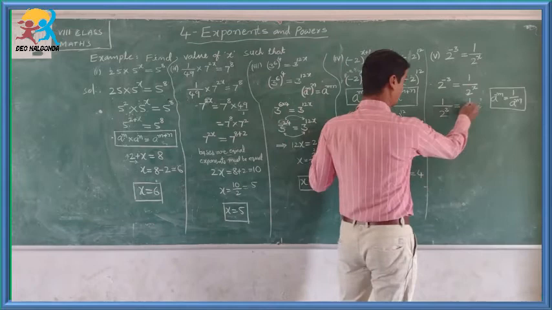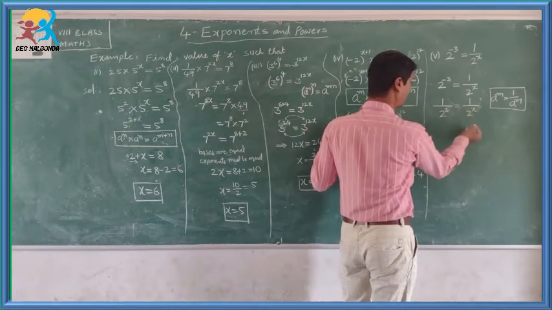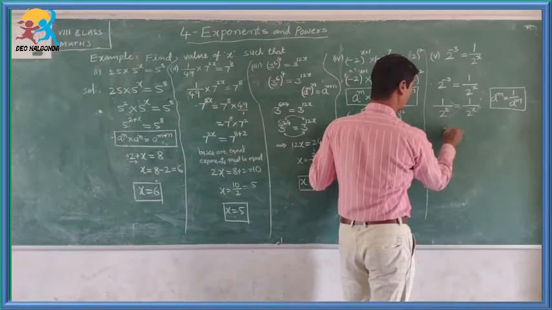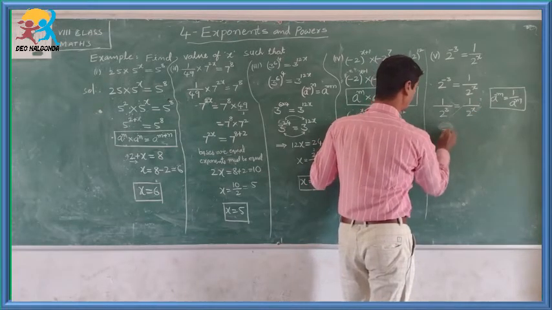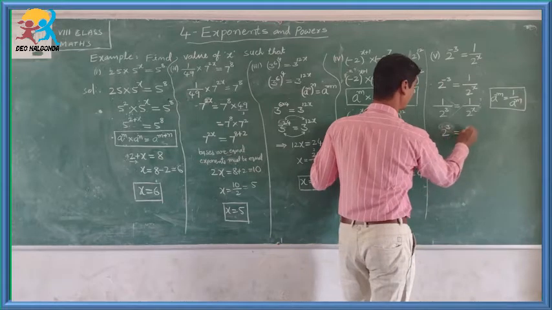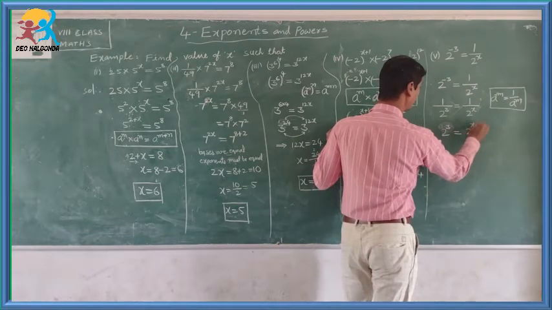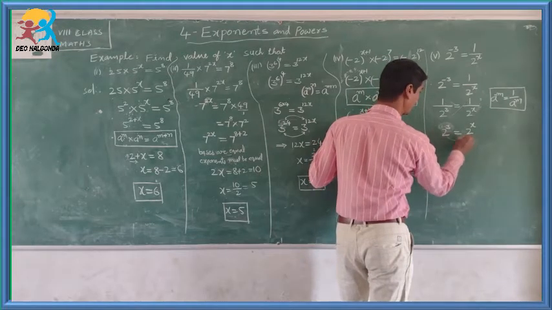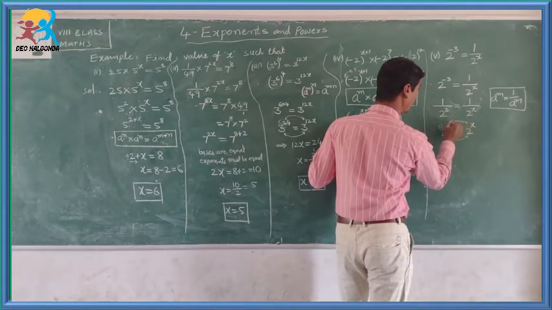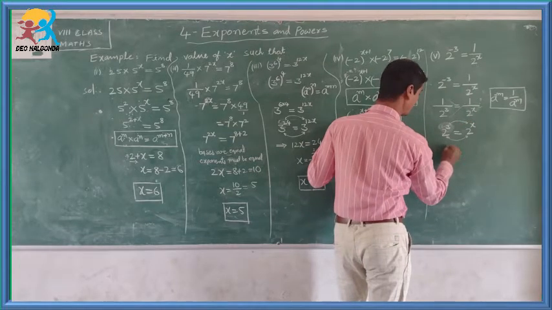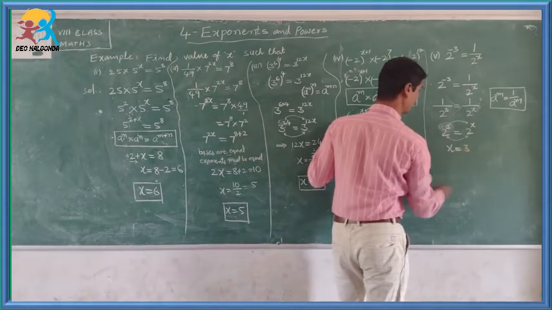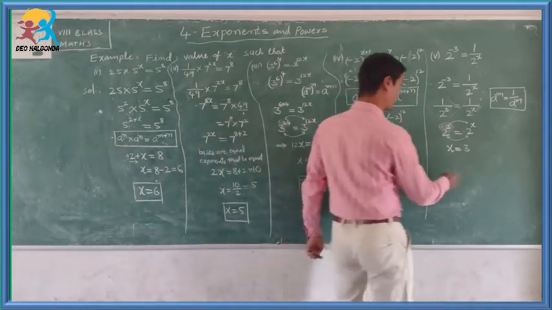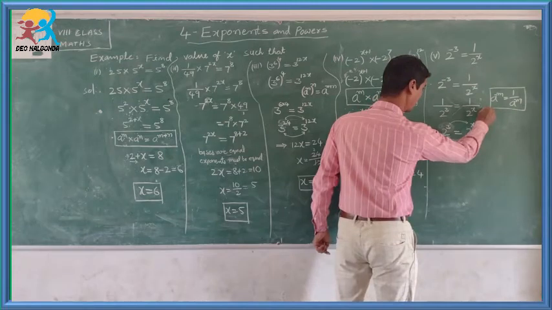So if you equalize these two and cross multiply, the denominators should be equal: 2 power 3 is equal to 2 power x. So the bases are equal. What happens? Exponents should be equal. x equals 3. My dear children, this problem can be solved here.